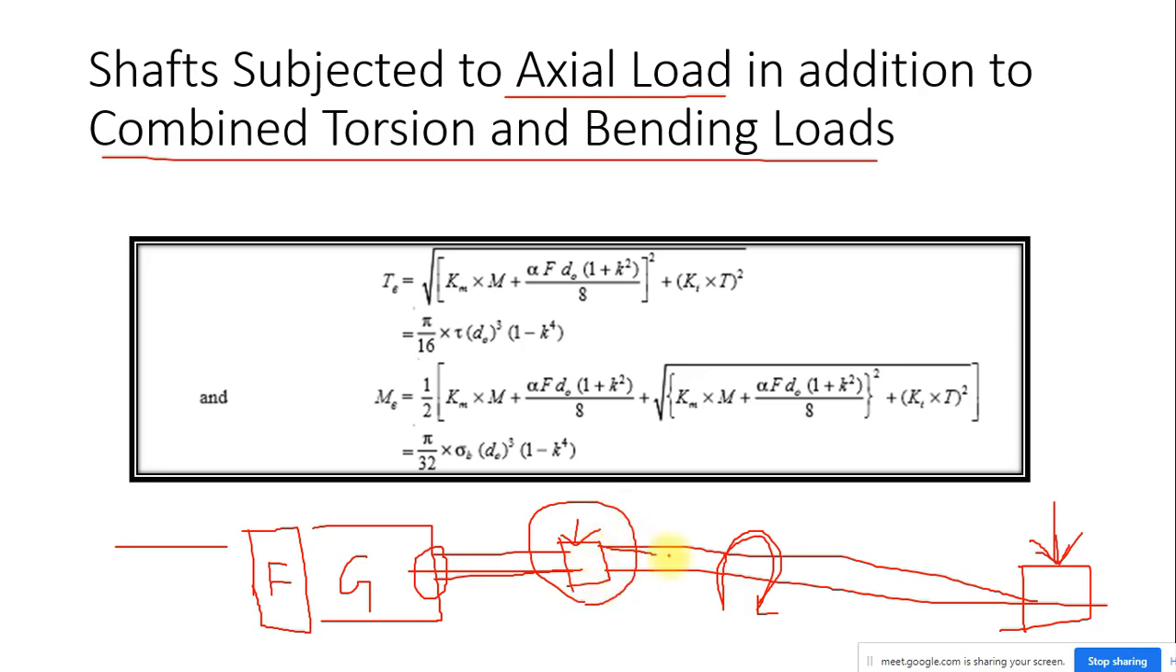From the universal coupling, the shaft will be somewhat inclined and it will be connected to a differential. Since the shaft is rotating, I tell you that there will be a torsional moment. Since the load is acting on the rear wheel, the load will be acting in the differential, hence there will be a bending moment in this particular shaft.